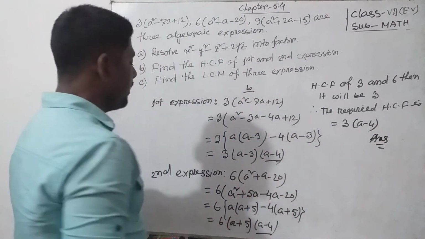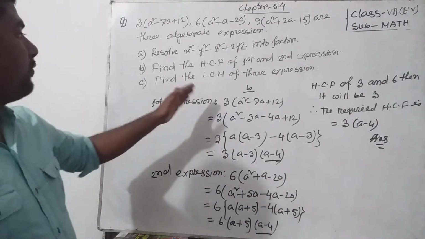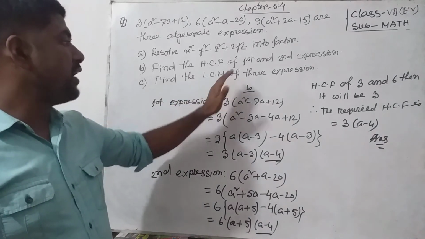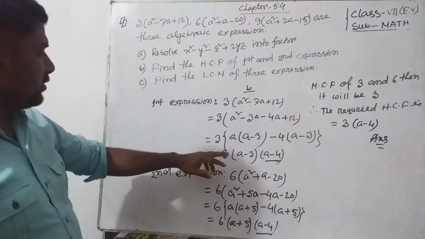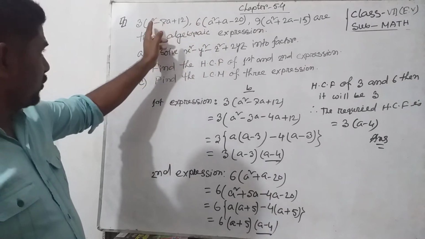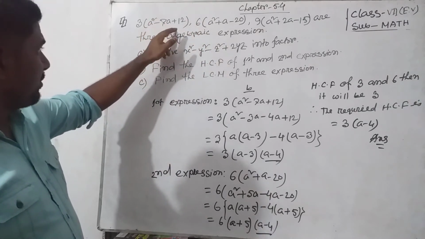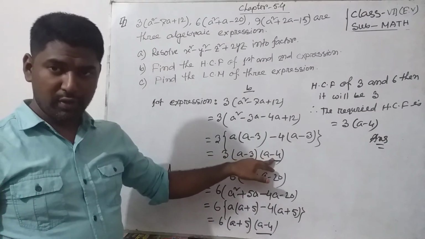Okay, number C, find the LCM of 3 expressions. So we need to help first, first expression and second expressions. So we can write 3 into a square minus 7 plus 12 equal to, we can write 3 into a minus 4.